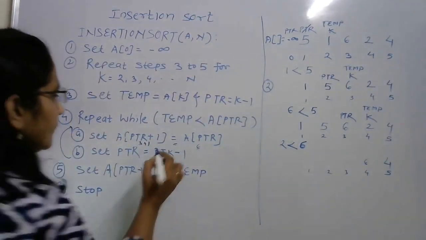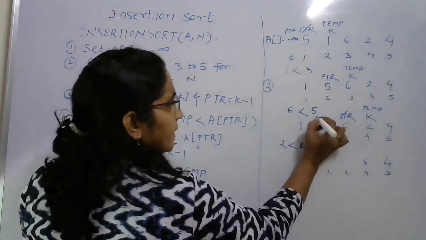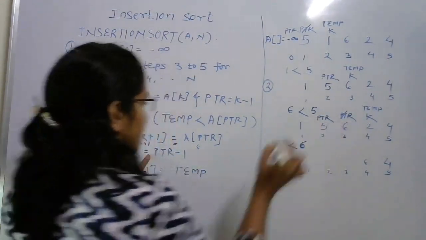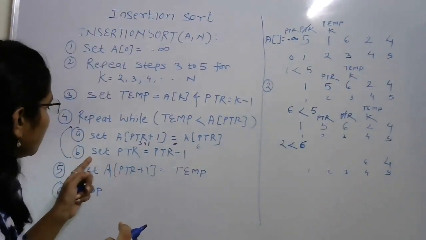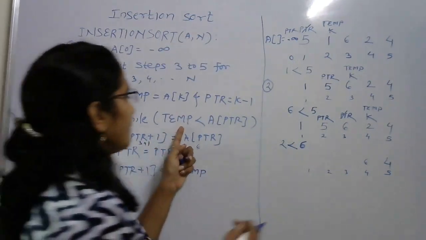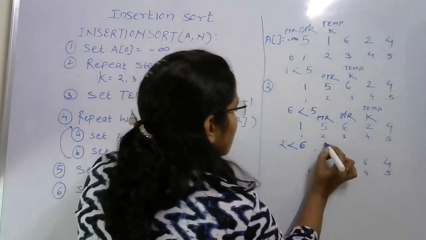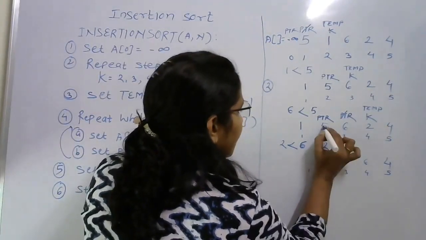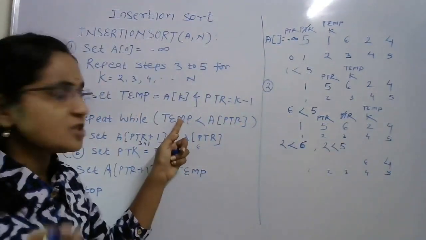Now PTR equal to PTR minus 1. This PTR will get collapsed and the updated value of PTR is this. Now your PTR is at the second location. Once again, it goes back to the loop and checks temporary is less than A of PTR. What is the value of temporary? 2. The 2 is less than the content of PTR, which is 5. 2 is less than 5. Yes, the condition is true.